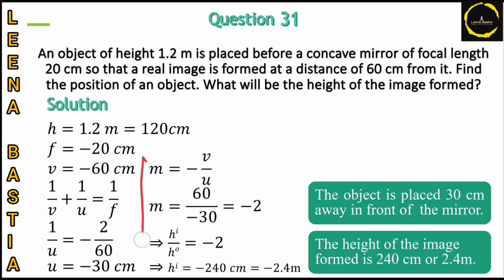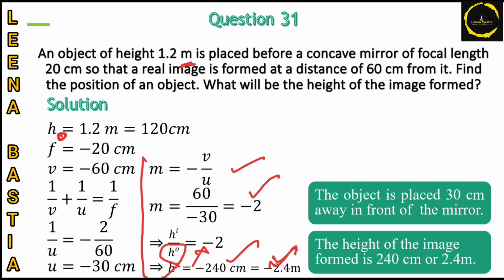Now here the m formula is minus v by u, that we have to take, because for the height of the image we need the height of the object as well as the magnification value. So we need to find the magnification. Substitute the values of v and u and you will get minus 2. Substitute it with hi by ho. HO's value is 120 centimeter. Just multiply with this 2 and you will get minus 240 centimeter. Again, because the height of the object is in meter, I have converted it in meter as well. So children, you have to remember all this while answering.